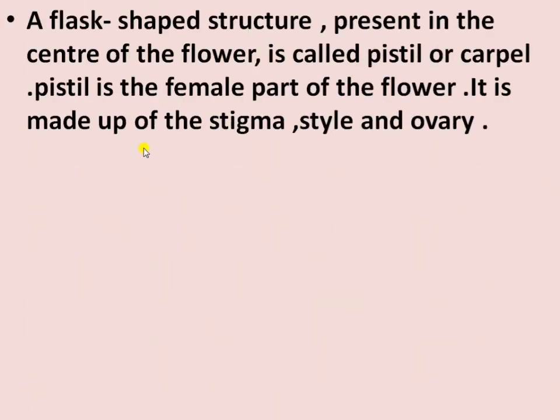Next we talk about the female part of the flower. The flask-shaped structure present in the center of the flower is called the pistil, or carpel. The pistil is the female part of the flower, and it is made up of the stigma, style and ovary.